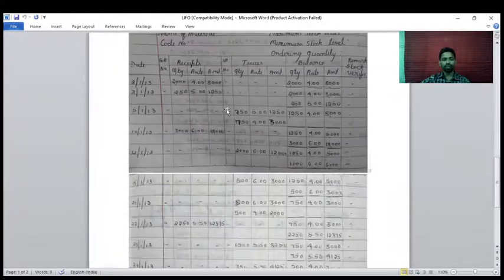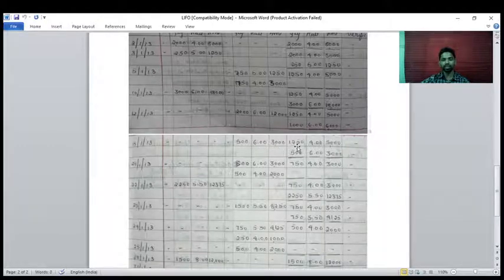Okay, so now again we have to issue, and whatever the stock is there in this 12, the last stock is what, 1000. Okay, out of this 1000 we have to issue 500 units on this 12, because it is the last. Last in, first out. So this 500 we have taken from this 1000 at the rate of 6, amount is what, 3000.